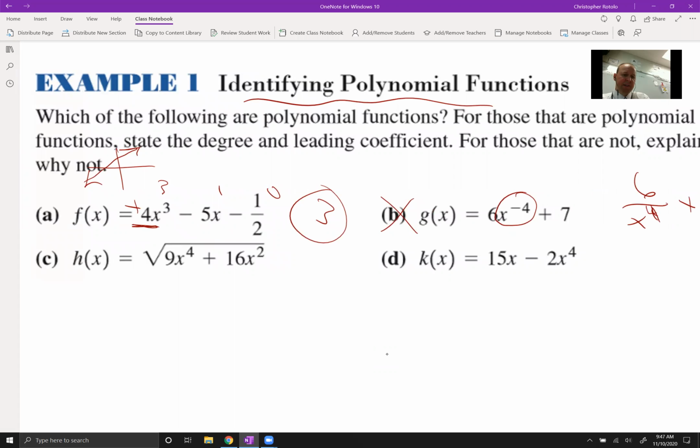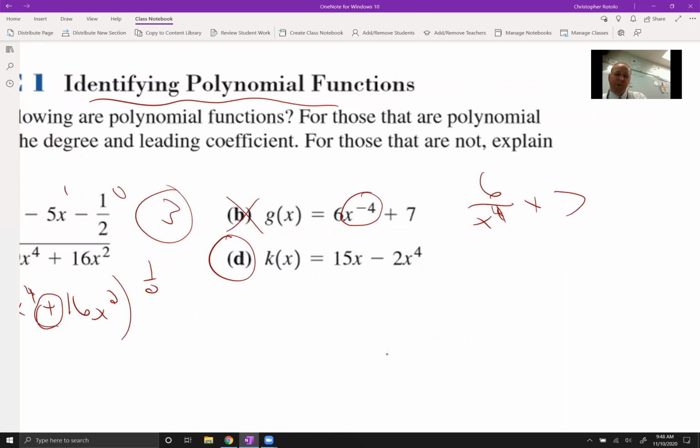As we look at our next one here, we're dealing with the square root over top of all this stuff. So I get 9x to the 4th plus 16x to the 2nd, and it would all be to the 1/2 power. So we're no good here. Remember this, since we're adding in here, I can't simply distribute this. So I'm not even going to draw an arrow because that's not okay. We'd have to work completely differently around this one. So this is not going to be a polynomial.